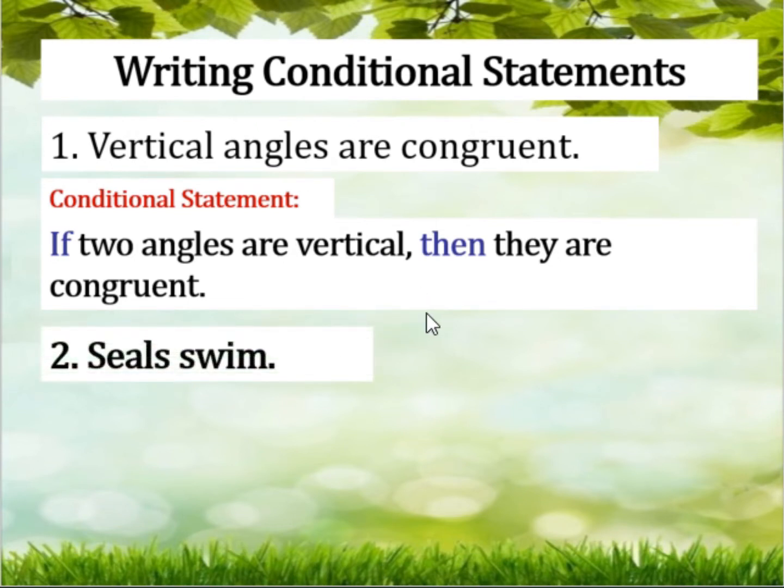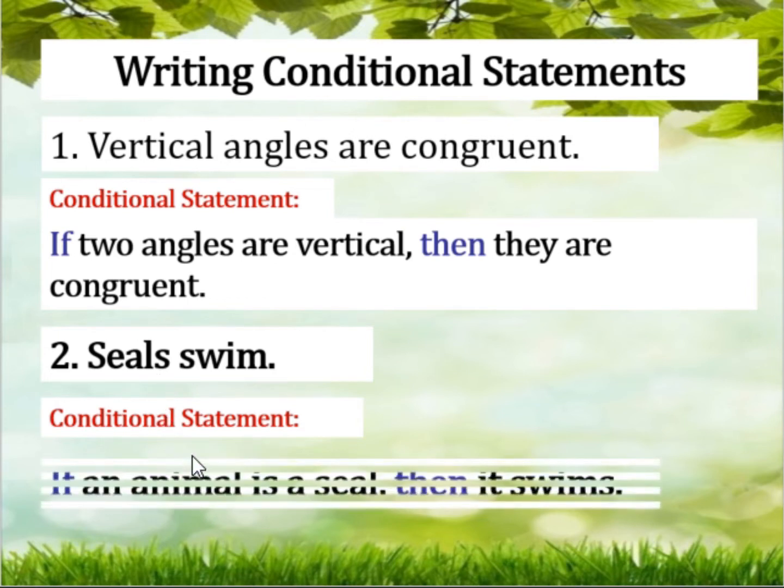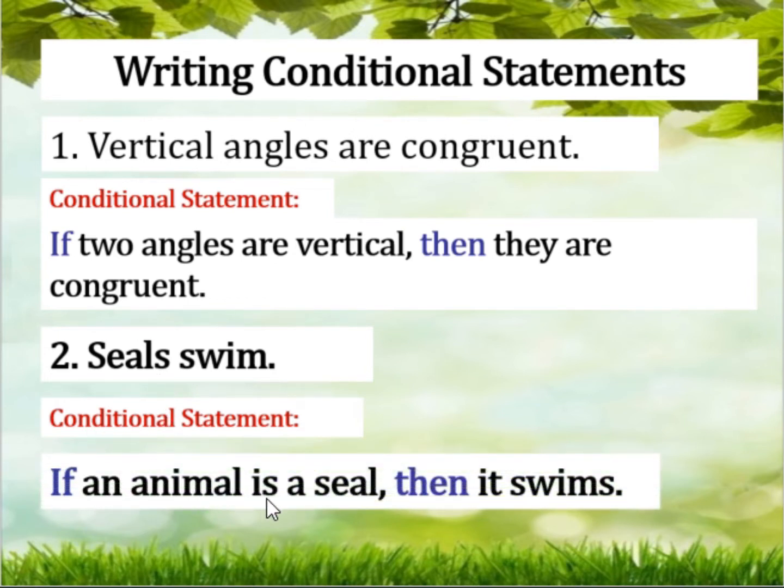And then, number 2, seals swim. Para dito, ano ba yung seal? Diba isa siyang klase ng hayop? So, para itong statement na to ay maging conditional, mag-insert ulit tayo ng word na if, pagkatapos ng subject, and then sa gitna nito ay lalagay naman tayo ng word na then. Kaya ang ating conditional statement ay magiging if an animal is a seal, then it swims.